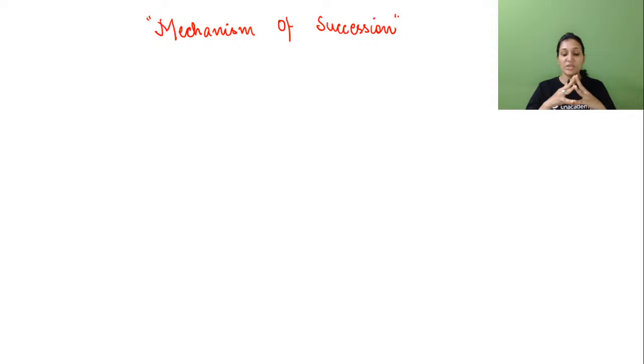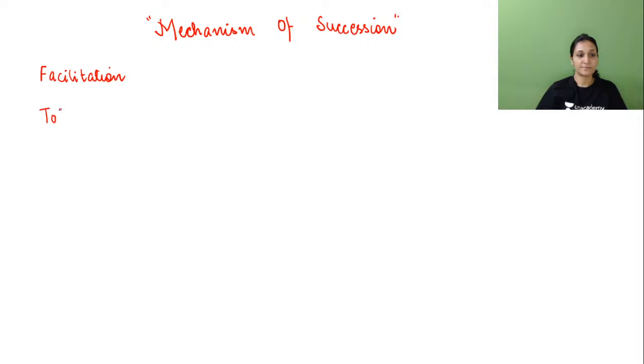So there are actually three models of succession when we are talking about mechanism, that is facilitation, tolerance, and inhibition. These are the three major models of succession, and on the basis of these models we'll be able to understand a lot of things about succession. So I would write that the mechanism of succession can be divided into three categories: facilitation, tolerance, inhibition.